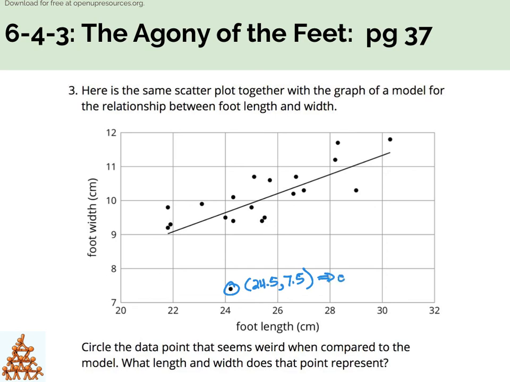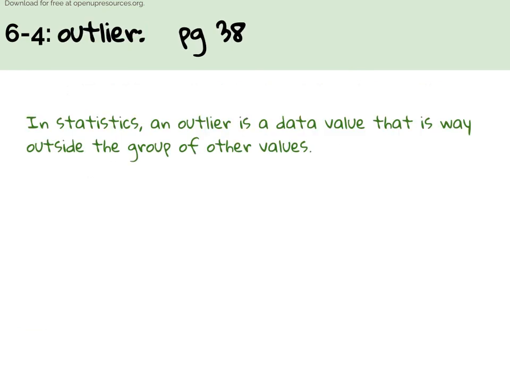And this is what is considered an outlier. Meaning it's not with the rest of the data that is given to us, or it's not with the model that's given to us. It's sitting out by itself. That's why it's called an outlier. So let's define this. Let's turn to page 38. In there, we have the glossary term, outlier. In statistics, an outlier is a data value that is way outside the group of other values. That's the mathematical definition. You can do your own definition of outlier. So go ahead and pause this video and write a definition for outlier, either my mathematical one or one that you like better.